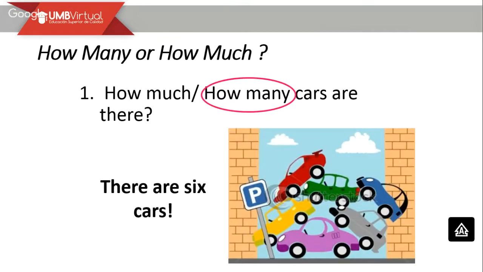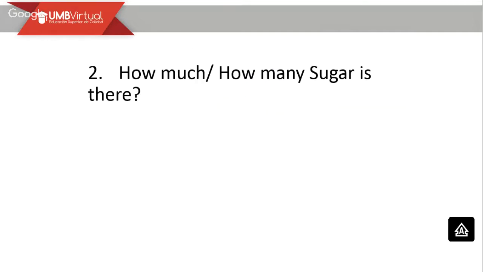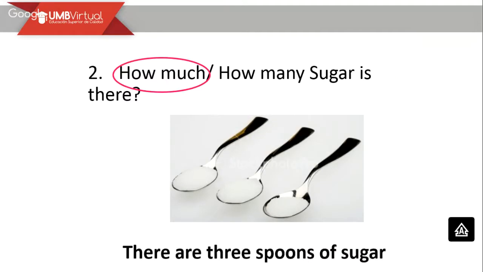All right. There are 6 cars. How many cars are there? All right. So number 2, how much sugar is there? Sugar, countable or uncountable? Uncountable. Perfect. According to this, we have there are 3 spoons of sugar, ok? Hay 3 cucharas de azúcar.